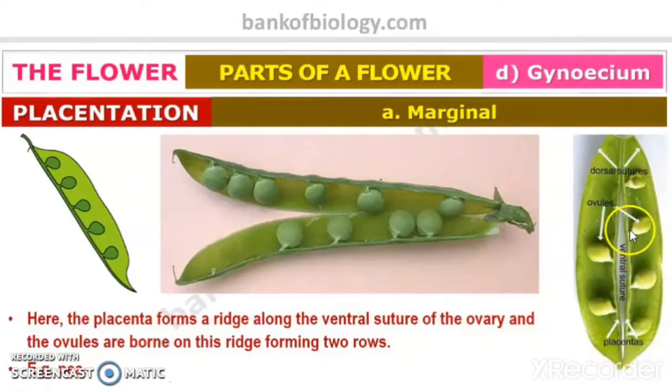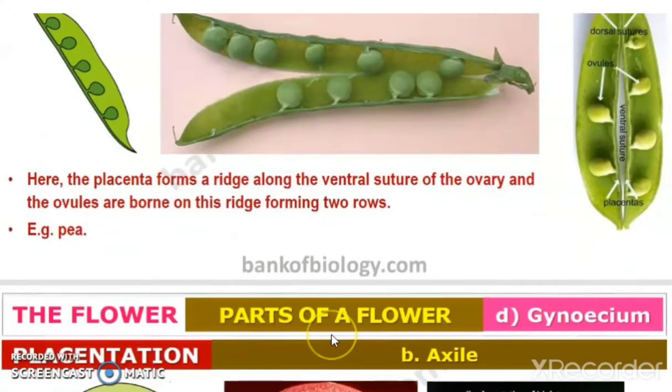You can see this. These are all the ovules. The P's are the ovules, right? So this is the placenta. This structure, the junction where the ridge is formed, is called the placenta, right? You can see it here. So there is an extension which connects to the placenta in both the rows, right? So this is about the marginal placentation.